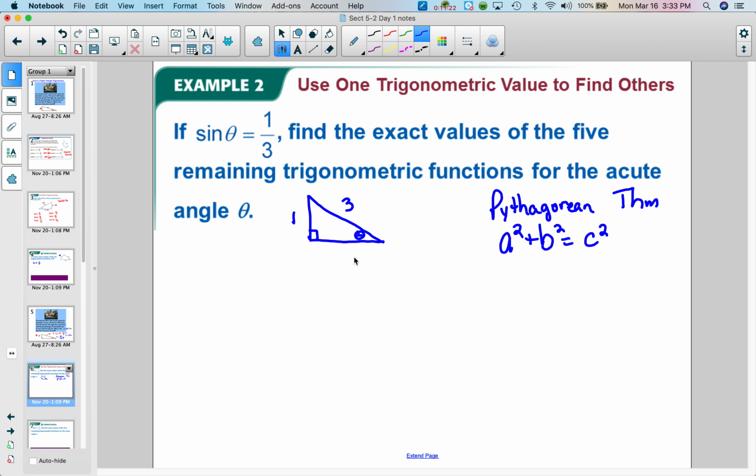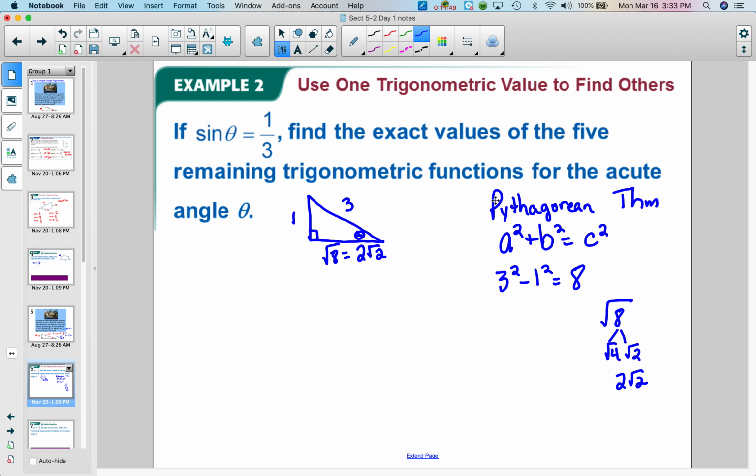So if we want to find the missing side, we're going to take 3 squared minus 1 squared. So 9 minus 1 is 8. So this side right here is the square root of 8. But that's not simplified form. So remember, you can break that down. The square root of 8, you can think of as the square root of 4 times the square root of 2, which is 2 root 2. So we should think of this as 2 root 2.